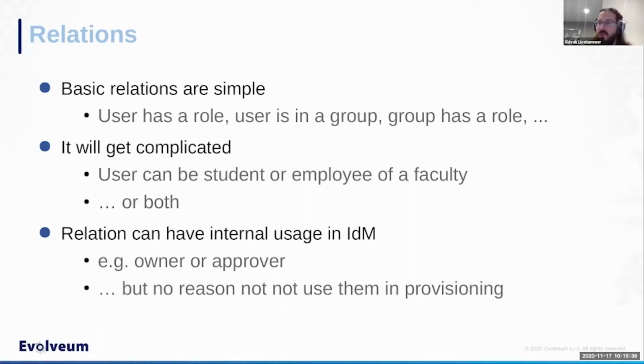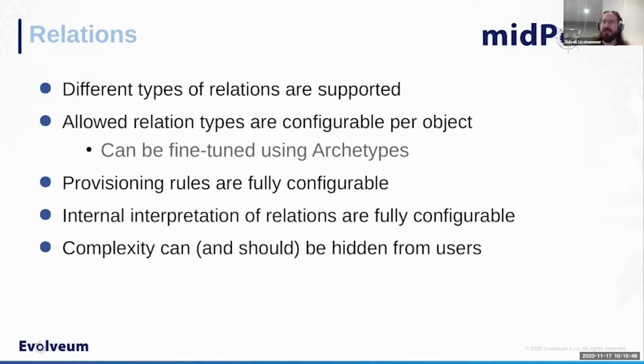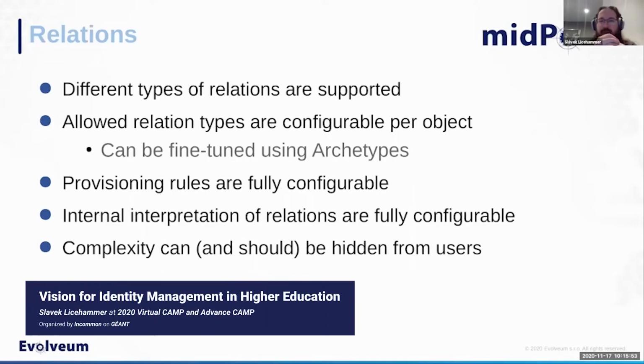And except for this, the relation can have some internal usage within the identity management. So you can have, like, an owner of other objects or approvers who are approving some requests, but there's no reason to not use them in the provisioning for external services. You can combine it anyhow. And this is exactly what midPoint is doing. Different types of relations are supported. So you have students, employees within the organization unit easily. And to make it usable, you can configure per type of object what relations are supported.